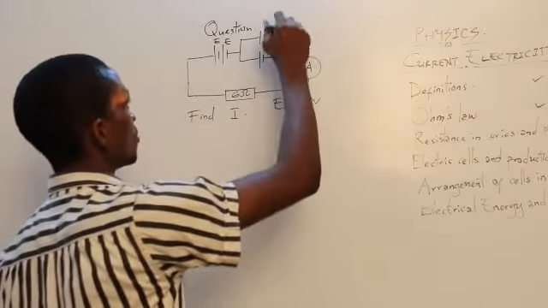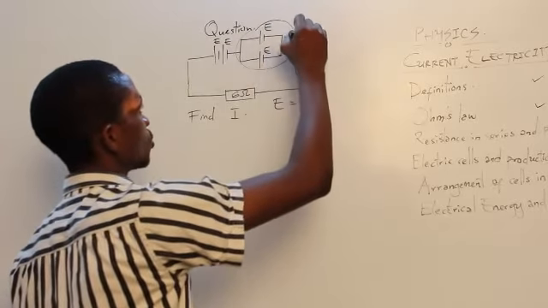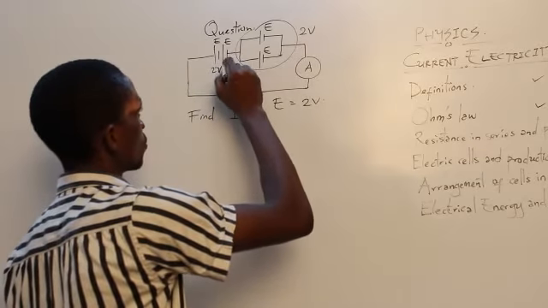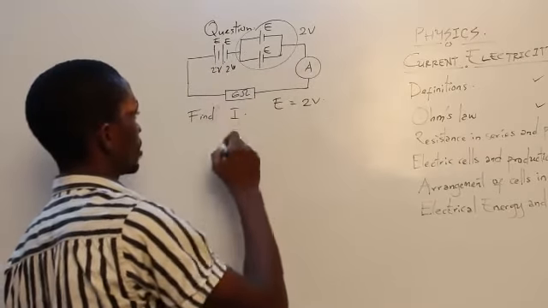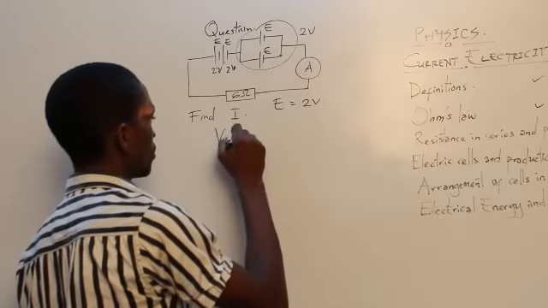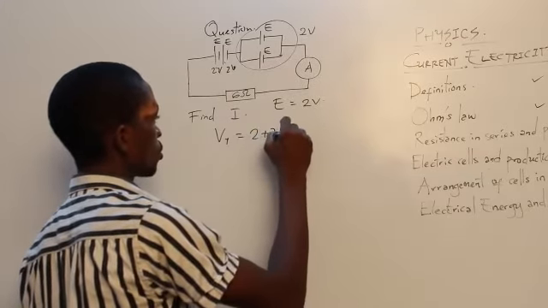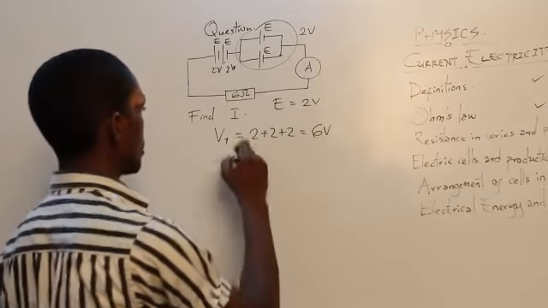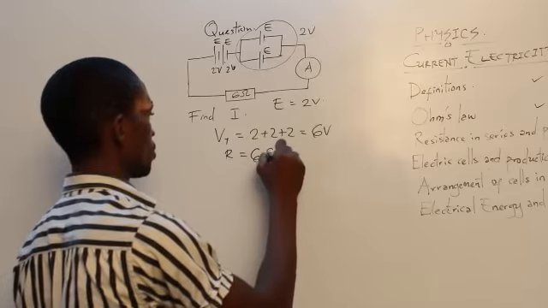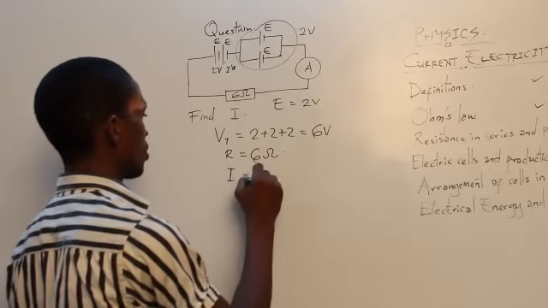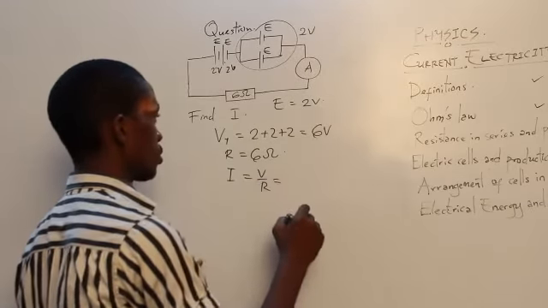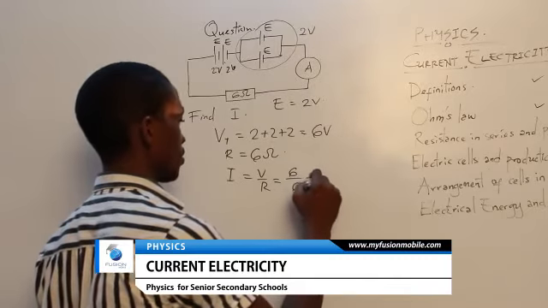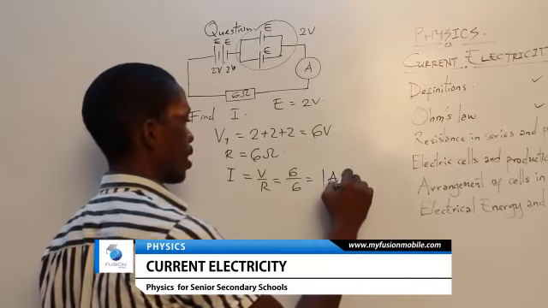So I know the entire structure will give me 2 volts, and this is 2 volts, this is another 2 volts. So I can calculate my total voltage to be equal to 2 plus 2 plus 2, which equals 6 volts. And I have my resistance given to me to be equal to 6 ohms. So I can calculate my current. Current equals V over R, which equals 6 divided by 6. That gives me 1 ampere.